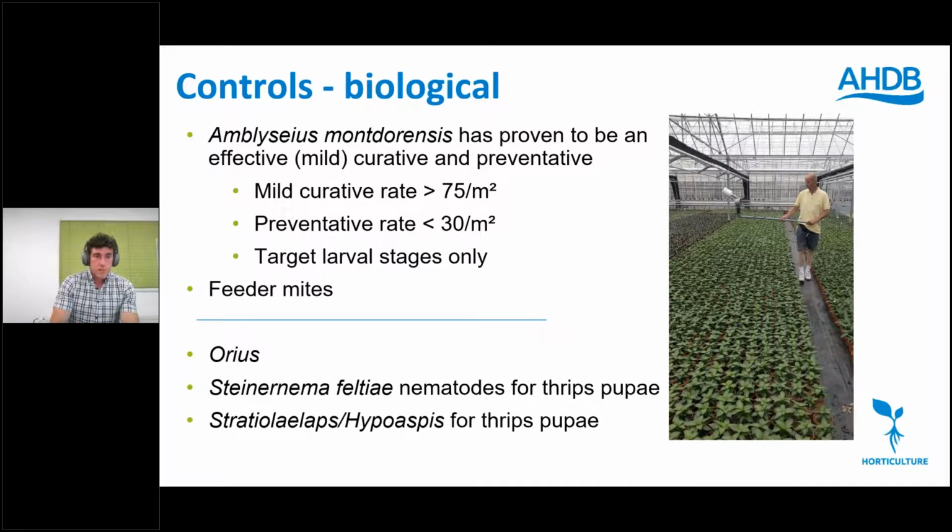I did use some Aureus at one point, and I also used some nematodes and Hypaspis for control of the pupae. However, I stopped using these products because I felt we had control with the Montdorensis, and as I was not seeing the larvae, I didn't see the need to be controlling the next stage in the life cycle.